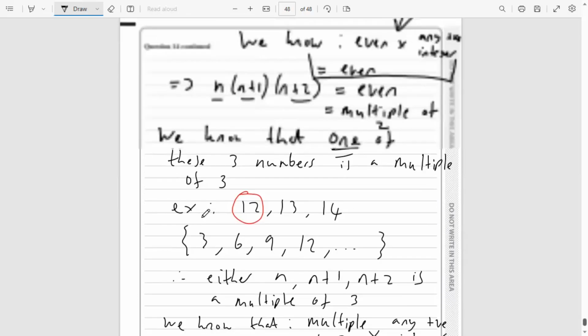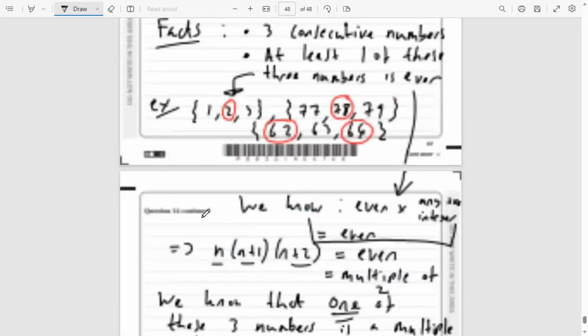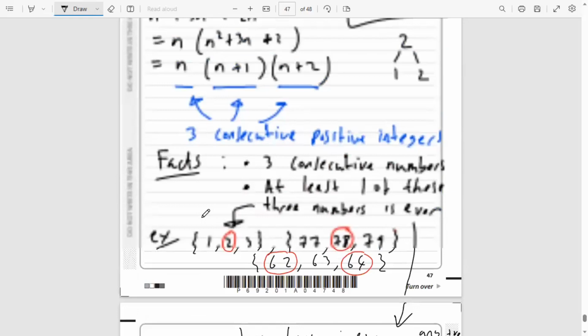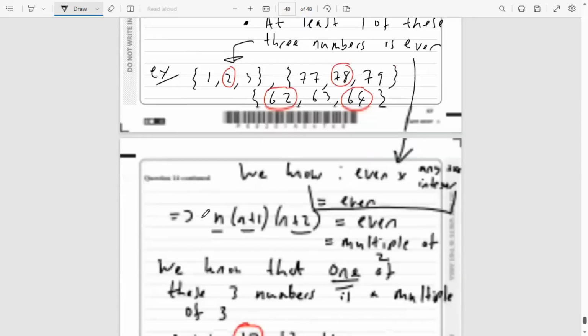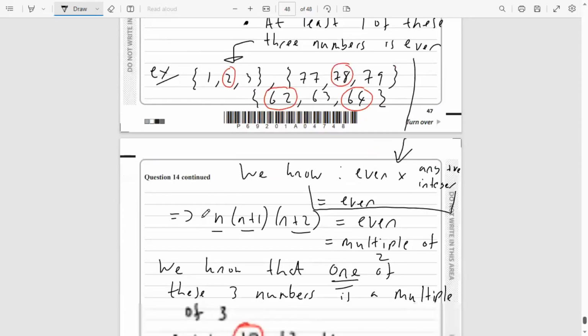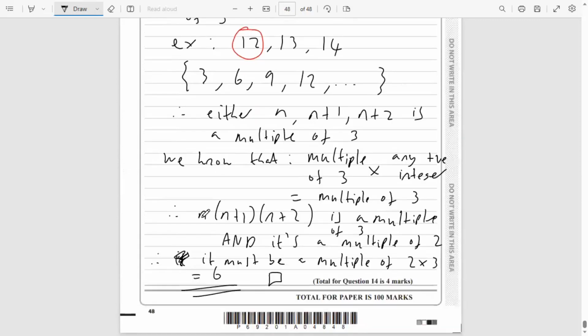Now, it was only a 3-mark question, so we don't have to go into this really detailed analysis that I've done here. You can just factorize your expression and say we know we've got 3 consecutive positive integers, so that's key here. You do want to mention this in your answer, but you don't need to go into all these explanations and examples that I've done here. You can just say, at least one of them is going to be even, one of them is going to be a multiple of 3, so therefore 2 times 3 is 6. It's a multiple of 6. You don't have to do this explanation here. I just wanted to go through it so you can actually see where that comes from.